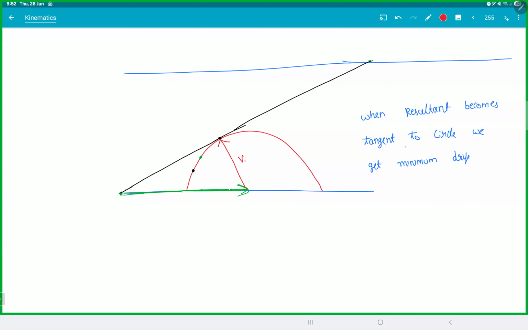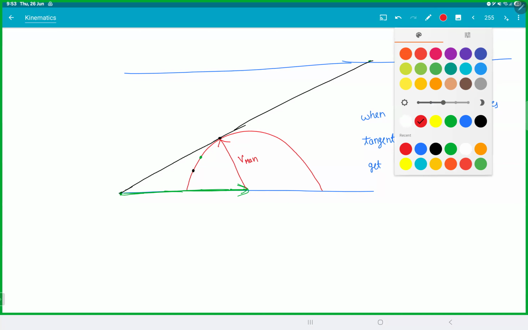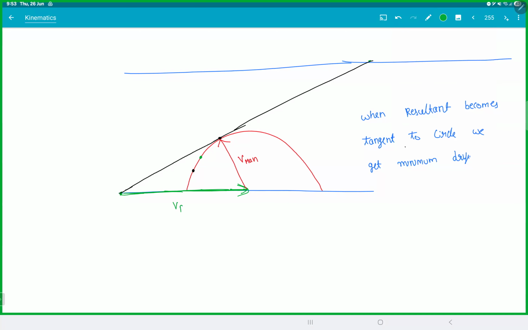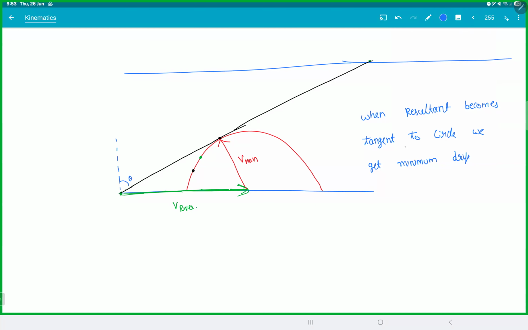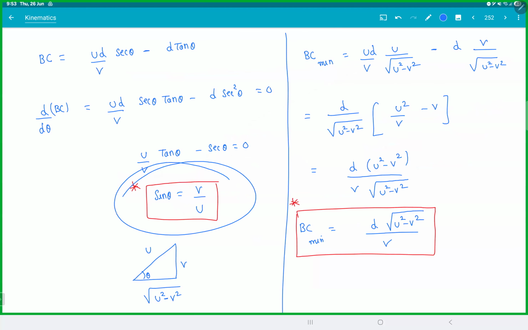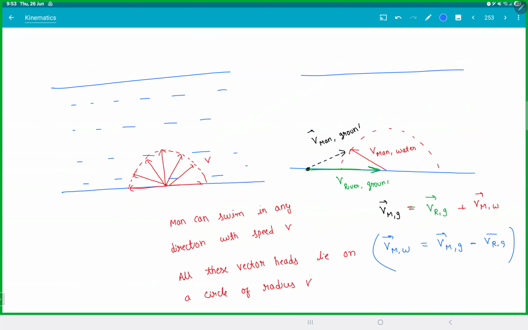So this is the velocity of the man. This is the velocity of the river. If we take this angle as theta, the horizontal, then sine theta will be the velocity of the man by the velocity of the river, which is nothing but v by u. There. So without any differentiation or anything, you'll get the same answer. But you need to understand what you're doing.